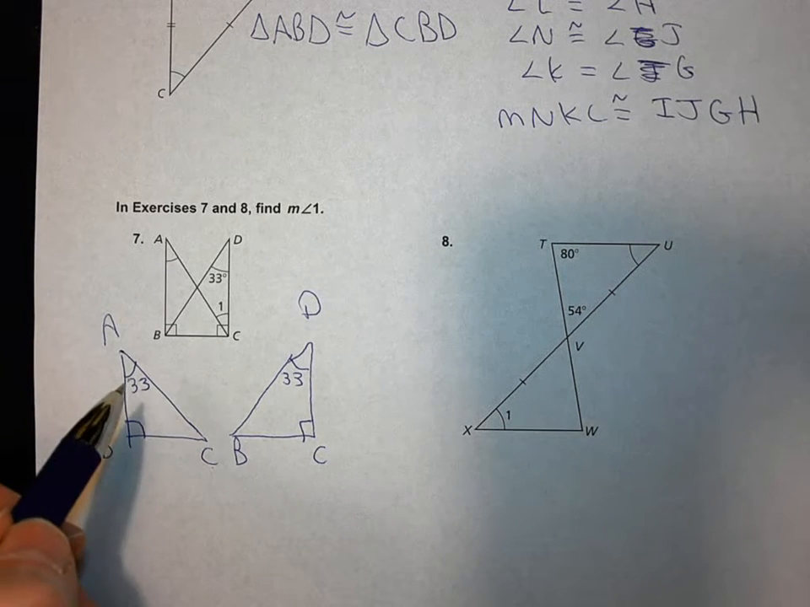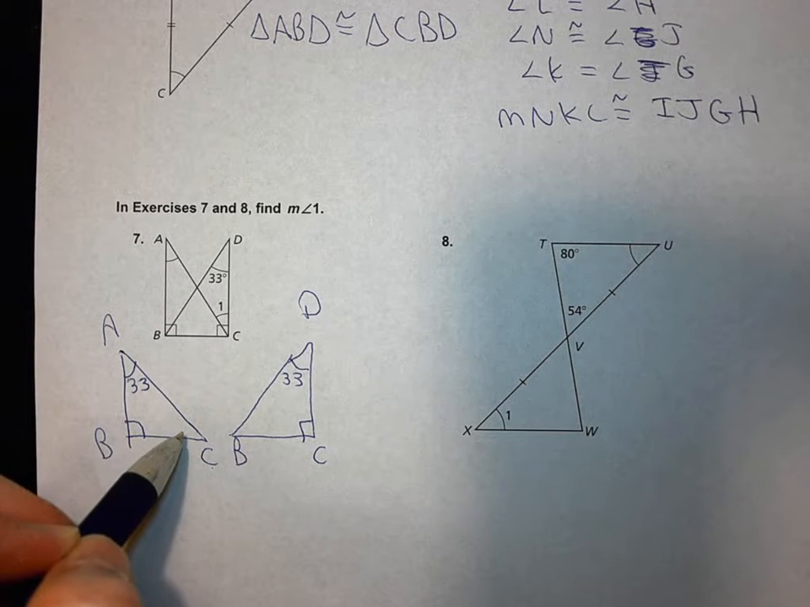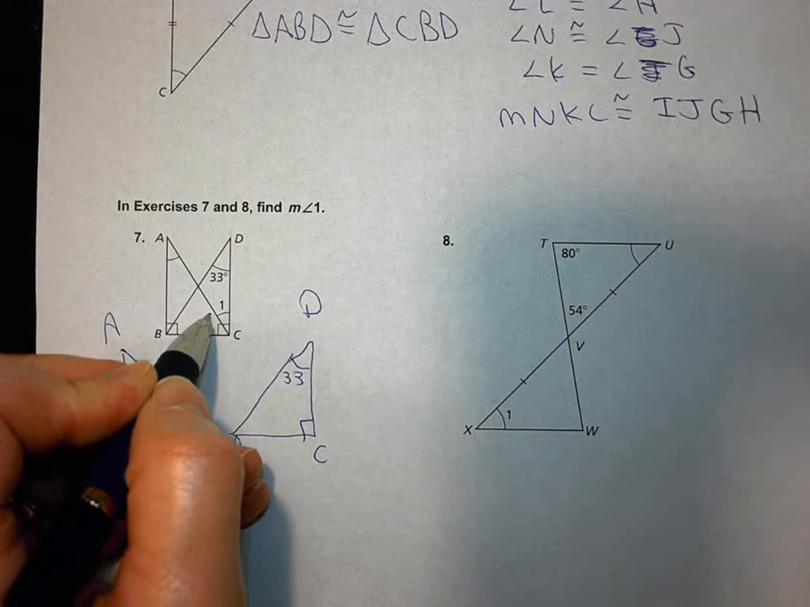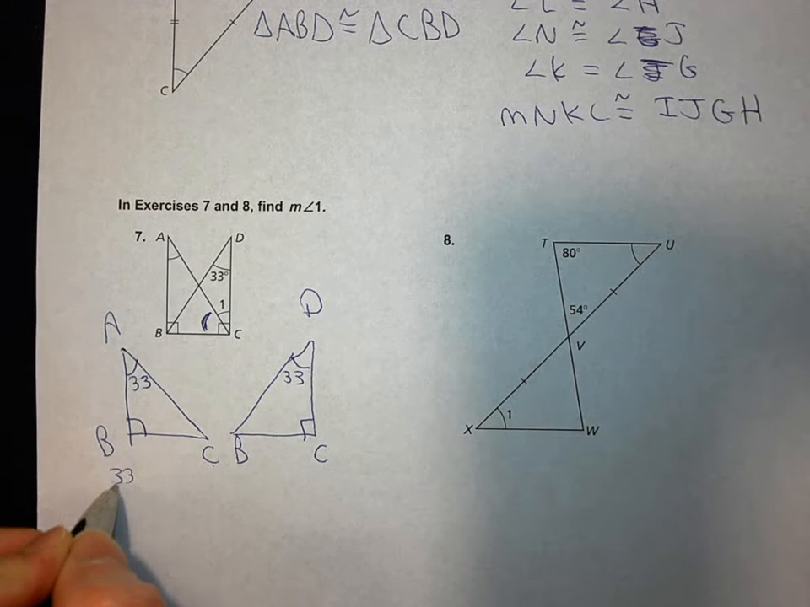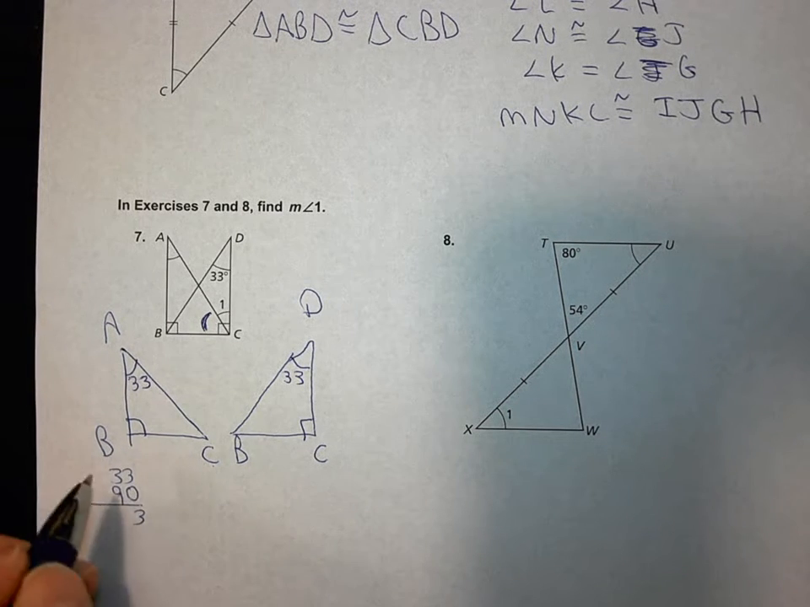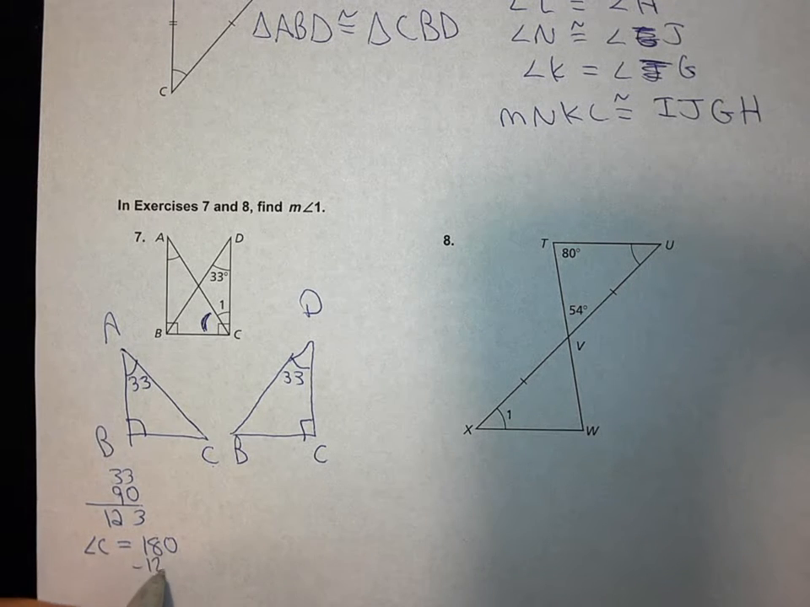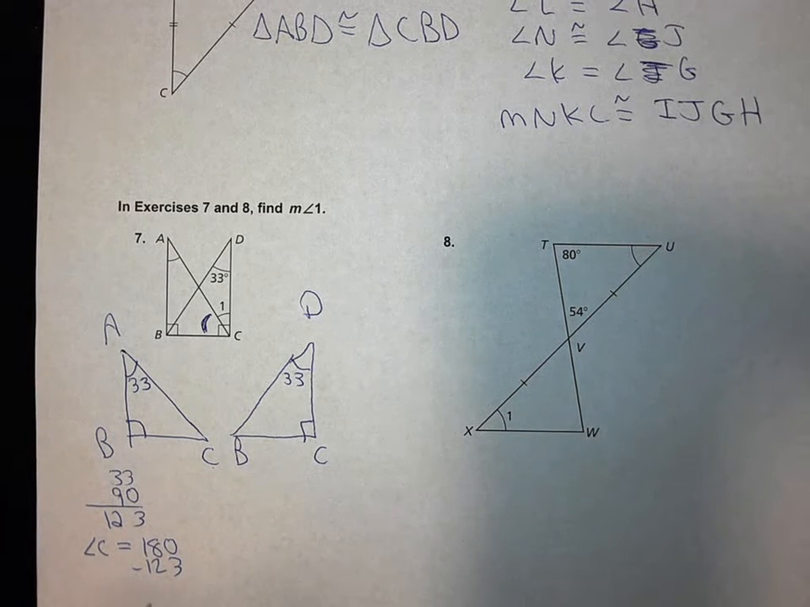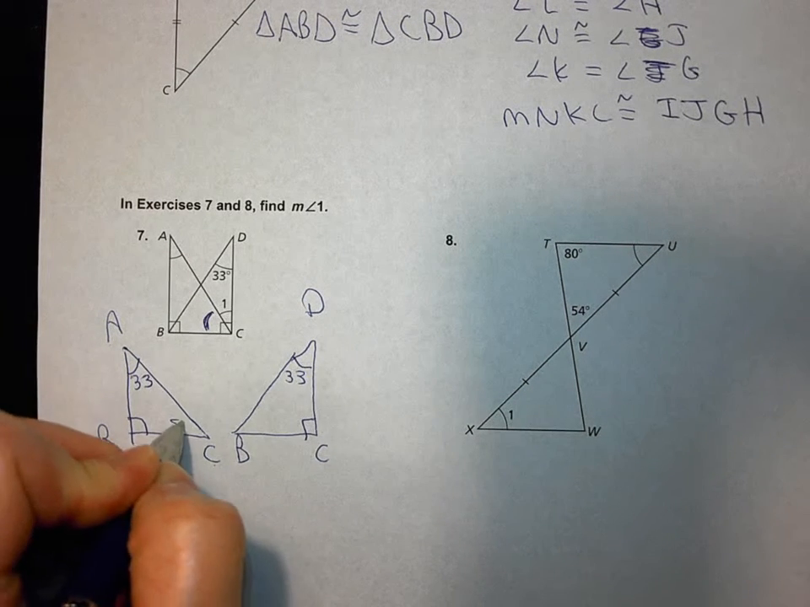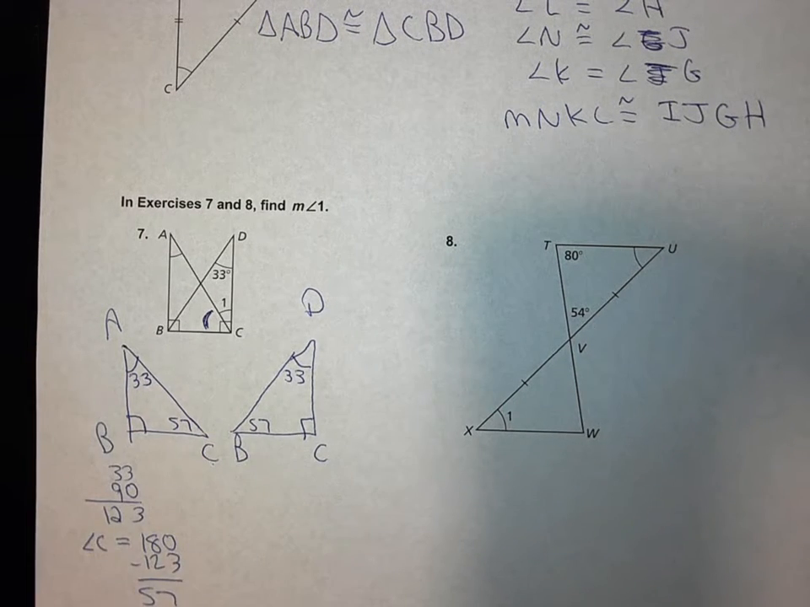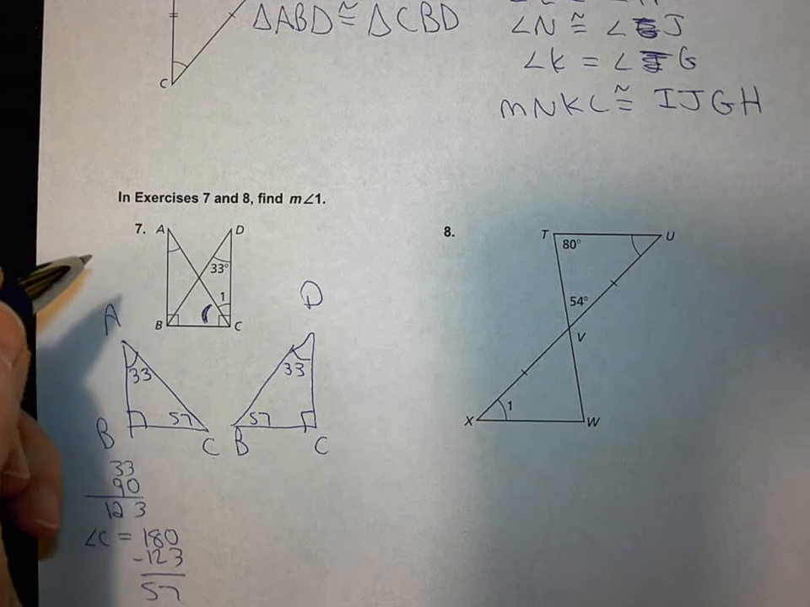Okay, so if we know these 2 angles, we can always find the third angle C. So angle C, which would be this one right here, is going to be 33 plus 90, or 123. So angle C is going to be 180 minus 123. Okay, so angle C is going to be 57. That means if this is a 33 and this is a 90, that's also going to be 57. So we're trying to find angle 1.